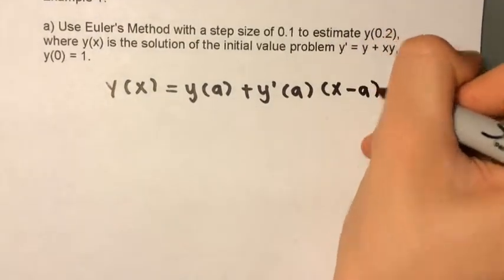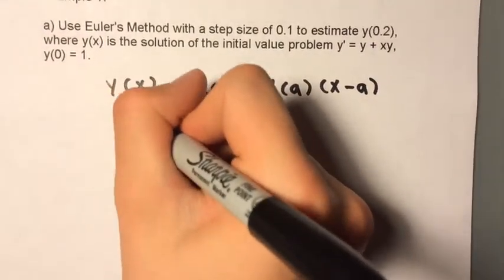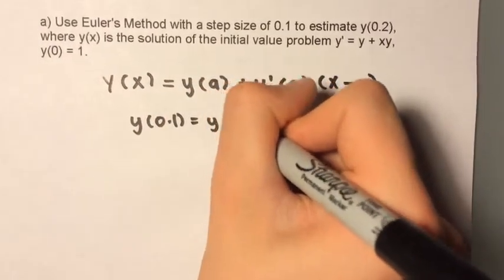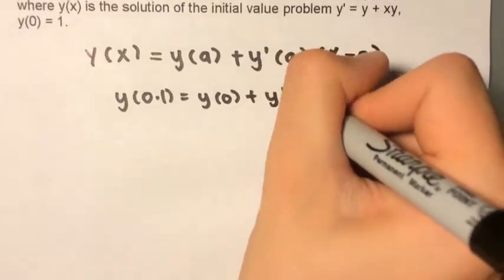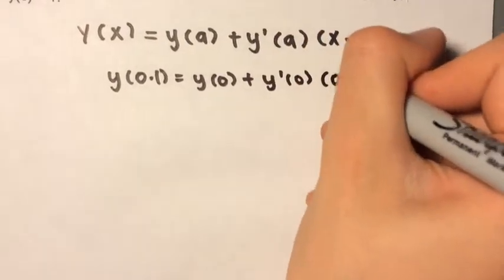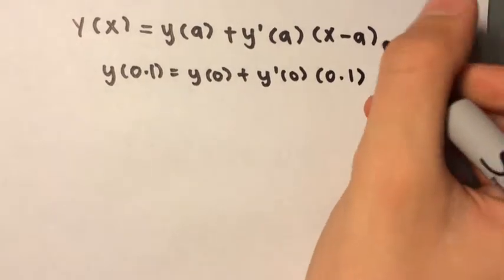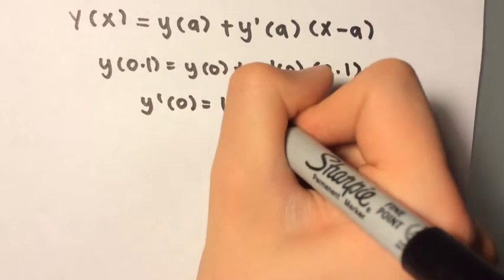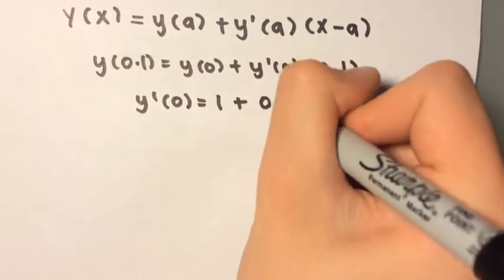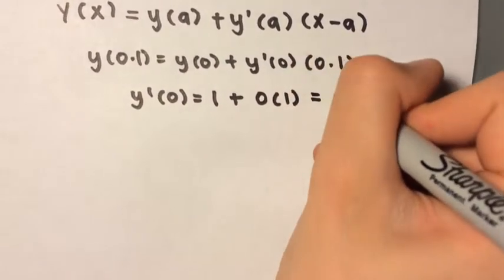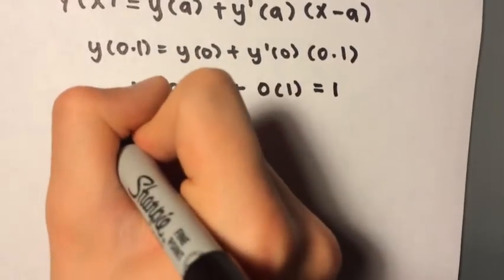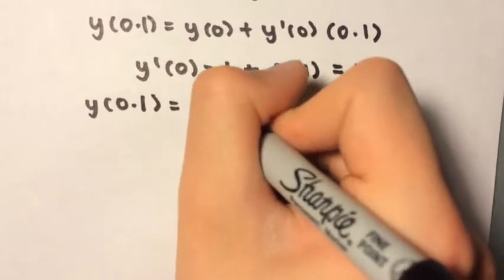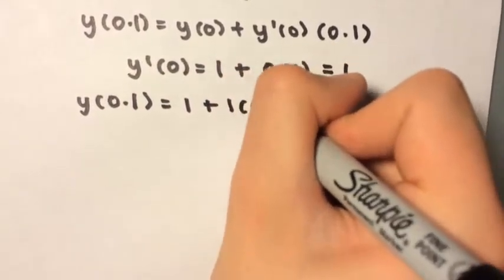Since we're approximating with a step size of 0.1, our first x value is x equals 0.1 and a equals 0. Since x minus a is the step size, we plug in 0.1 for that. Since we were not given y prime of 0, we must plug the initial value into the given derivative equation, which results in y prime of 0 equals 1. Now we can plug the derivative into the Euler's method equation. Y of 0.1 equals 1 plus 1 times 0.1, which equals 1.1.